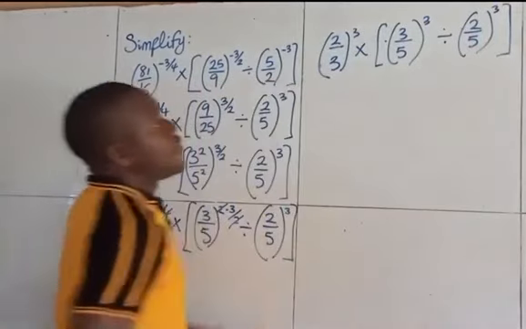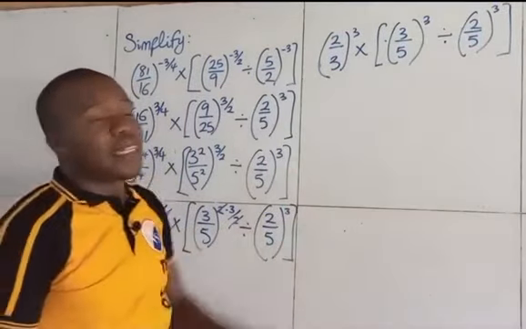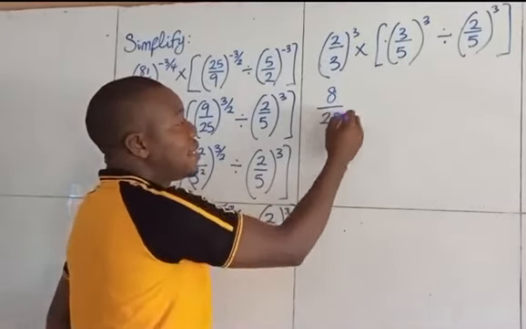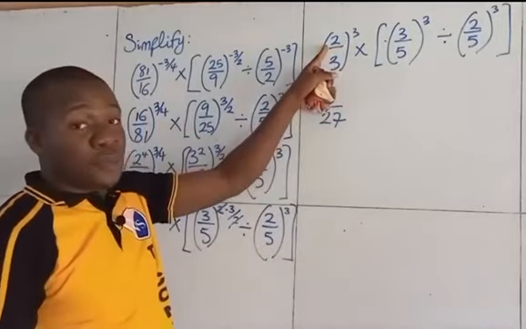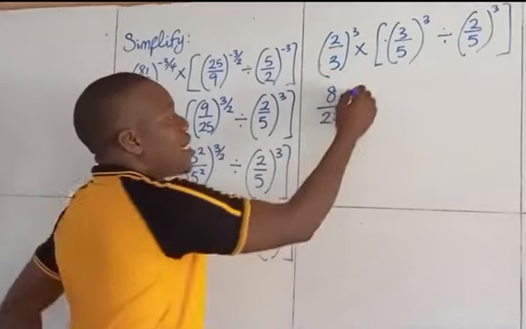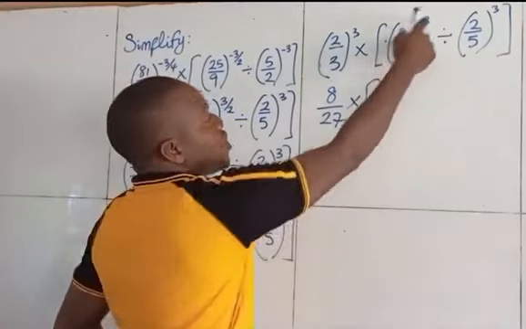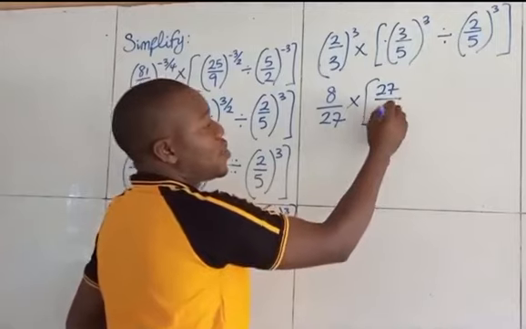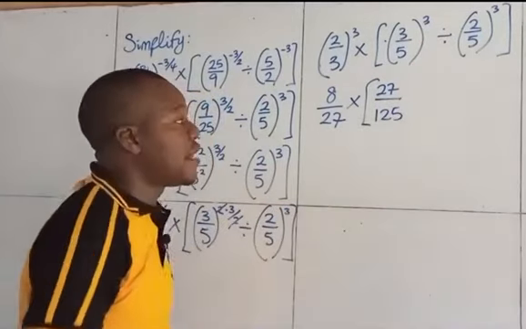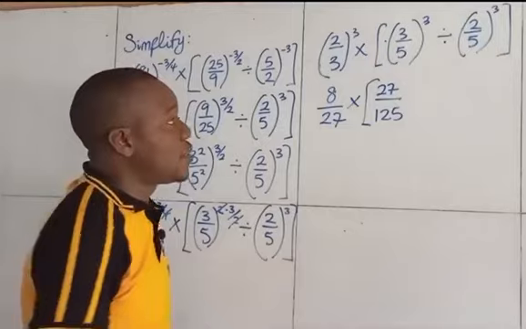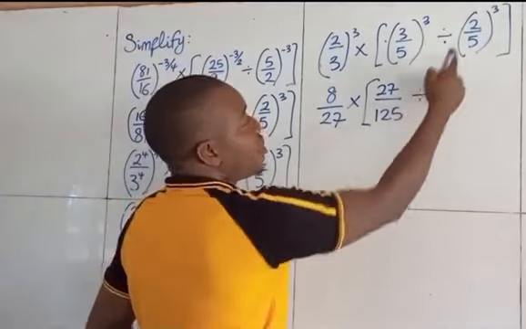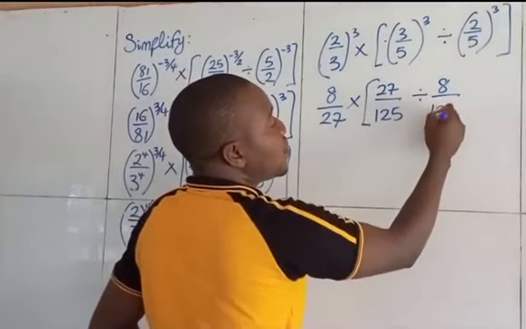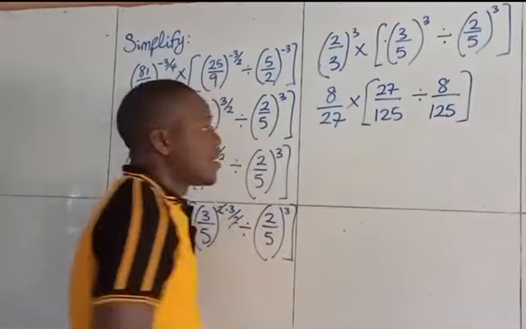So we can still simplify. What is 2 raised to the power 3? 2 raised to the power 3 is 8 over 3 raised to the power 3 is 27, because the power is for both numerator and denominator. Times, we have a bracket. 3 raised to the power 3 is 27 over 5 raised to the power 3 is 125. 5 times 5, 25. 25 times 5, 125. Divided by 2 raised to the power 3 is 8 over 5 raised to the power 3, 125. So we can simplify further.